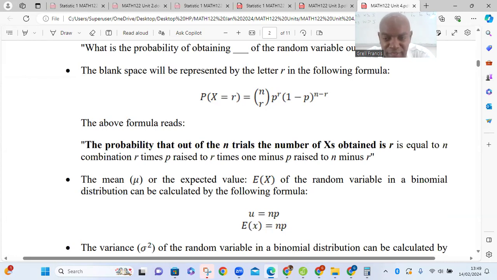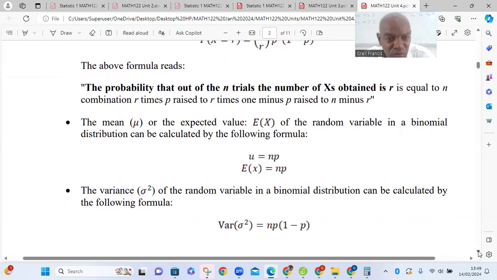So mu is the population mean symbol, we know that already, and it's also given the notation E of X. So E of X is another notation for population mean, and it's basically calculated by multiplying the number of trials times the probability of success, N times P. And the population variance, sigma squared, of the random variable in the binomial distribution can be calculated by the following formula. Variance, which is given the symbol sigma squared, is equal to NP times 1 minus P, or NPQ, because Q is equal to 1 minus P.